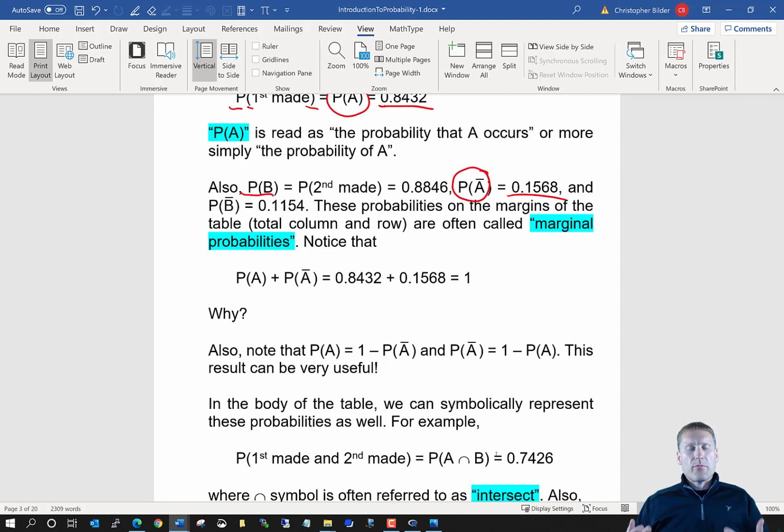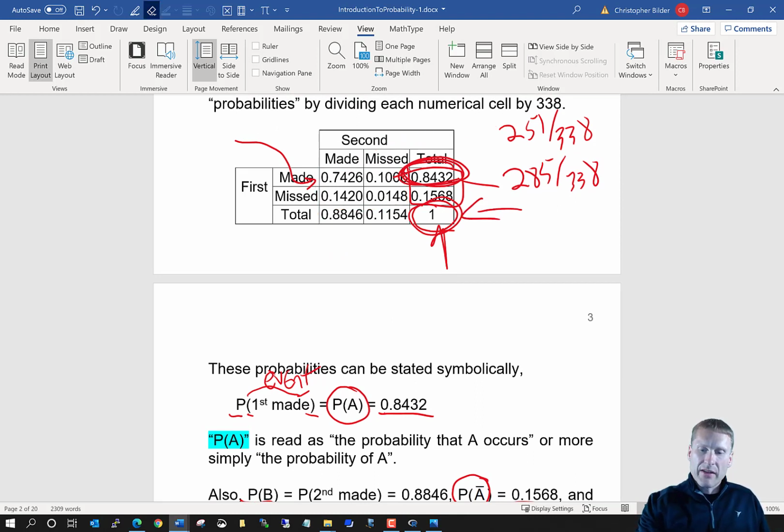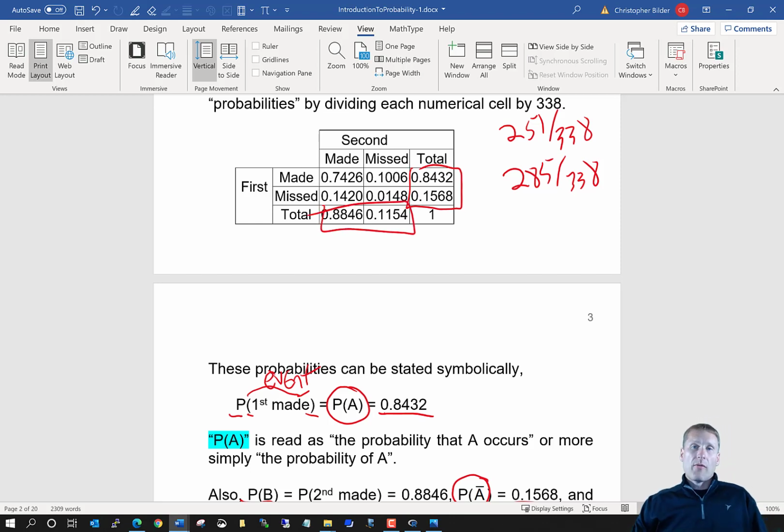So I've used the word margins a few times already, and we can look at what are called marginal probabilities, which represent, again, what's on the edges of the table. Sorry, I'm getting a little bit messy here. And we've already been working with them, I just hadn't called them that. So here are the marginal probabilities.